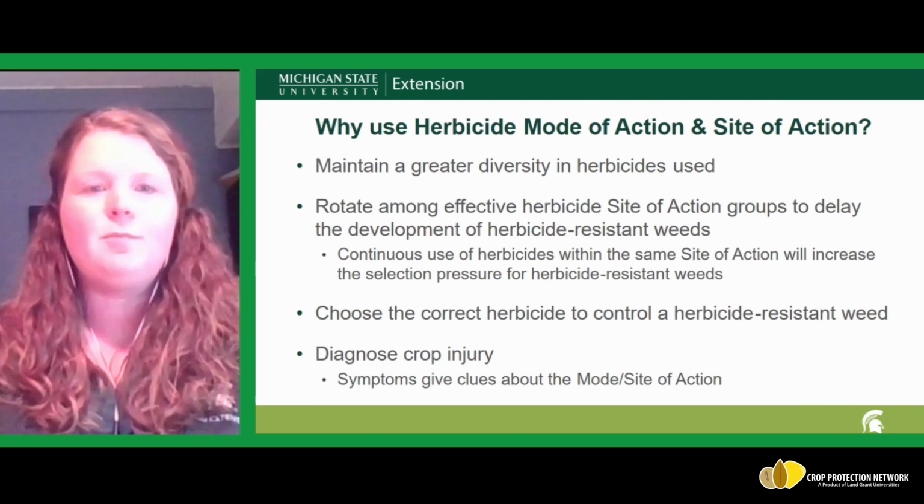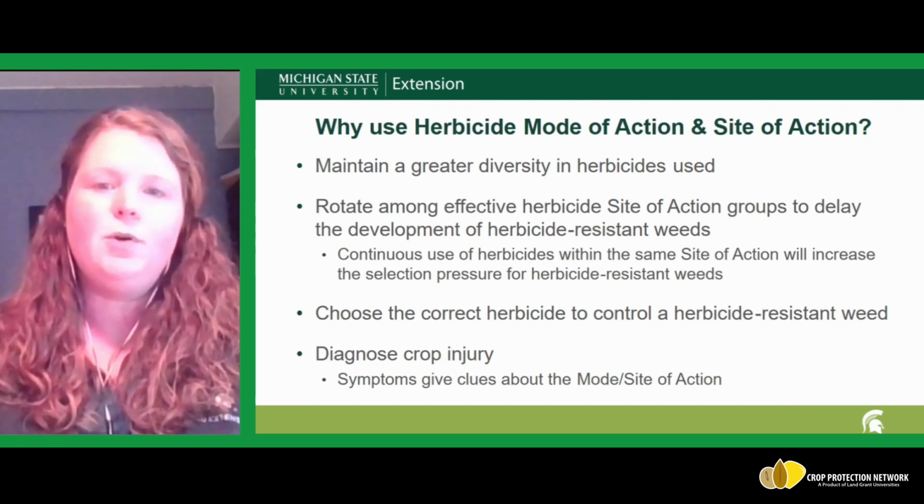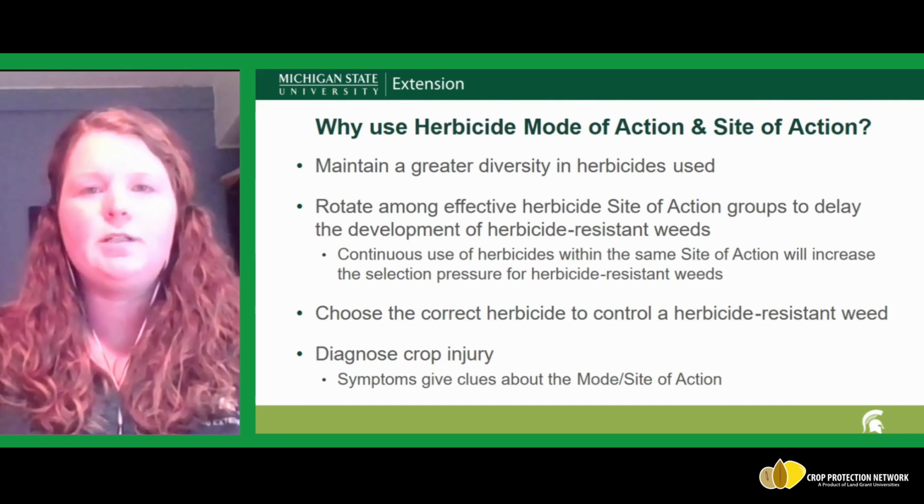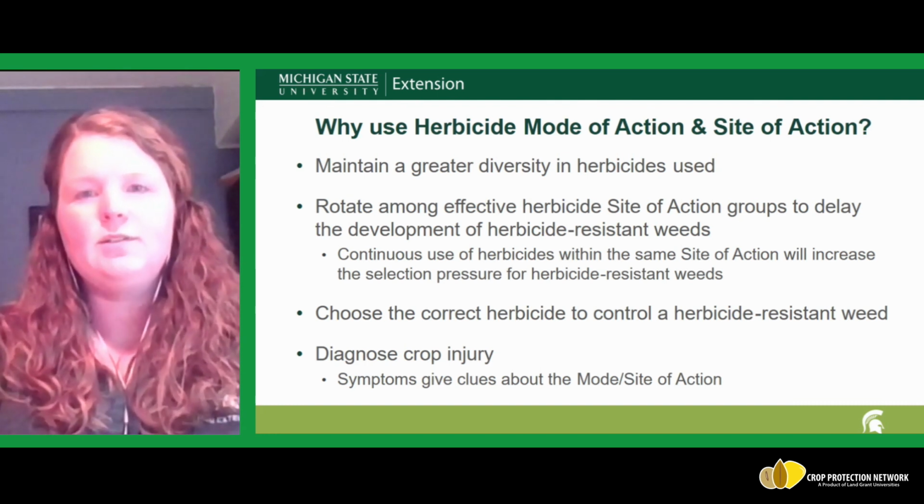And then to diagnose crop injury symptomology, as often these are linked with the different herbicide modes and sites of action, which is what we're going to dive into for the rest of these slides.